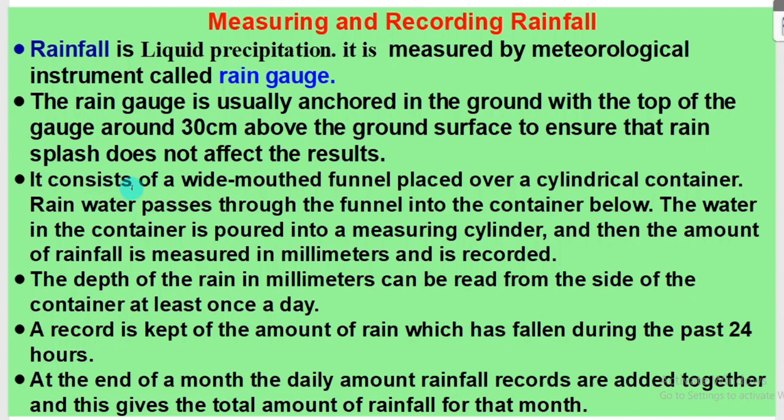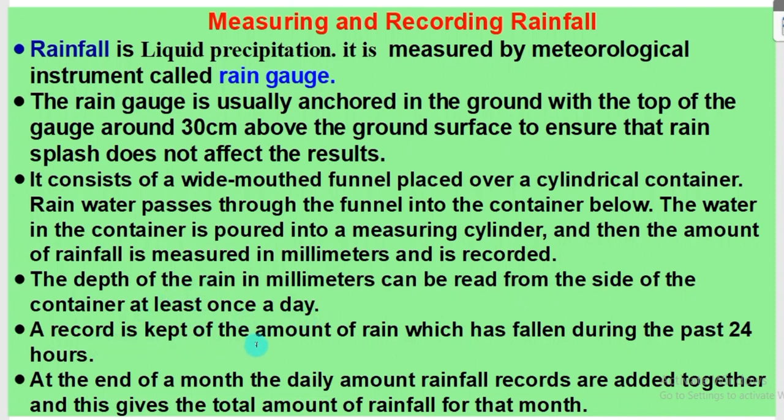A rain gauge consists of a wide-mouthed funnel placed over a cylindrical container, and rain water passes through the funnel into the container below. The water in the container is poured into a measuring cylinder, and then the amount of rainfall is measured in millimeters and is recorded. The depth of the rain in millimeters can be read from the side of the container at least once a day.